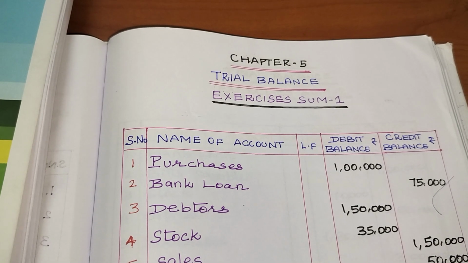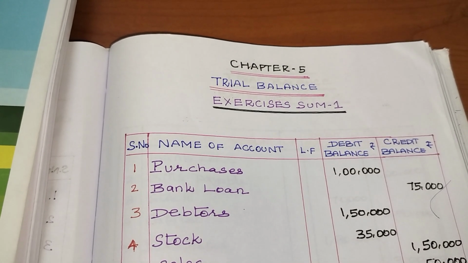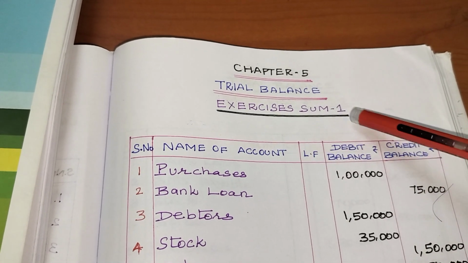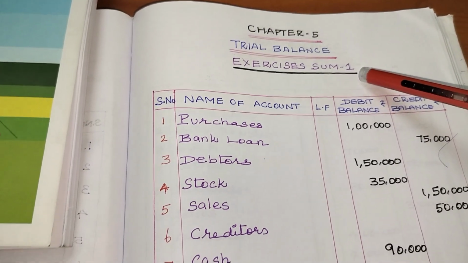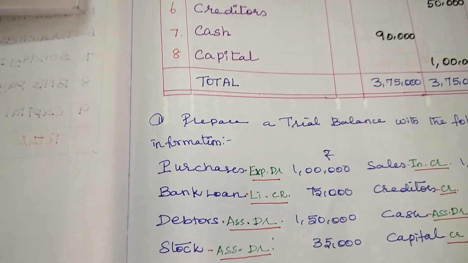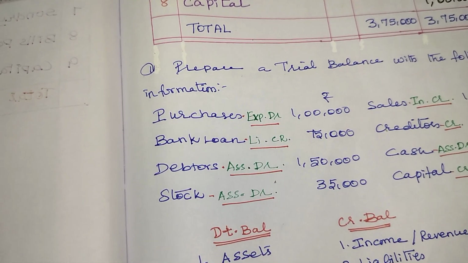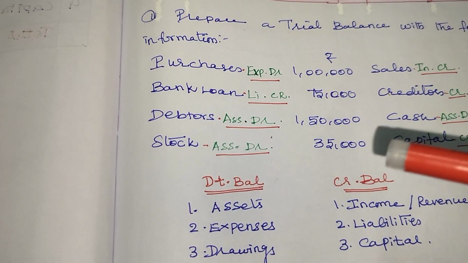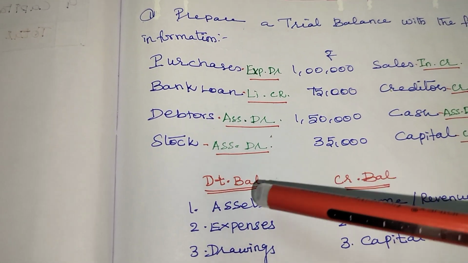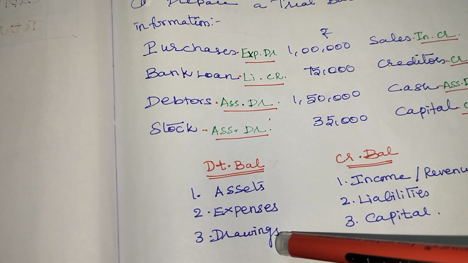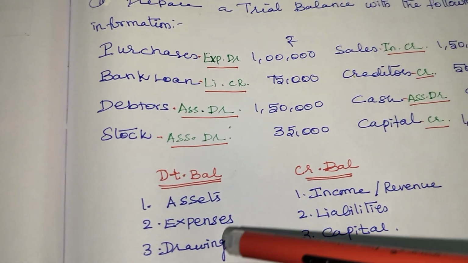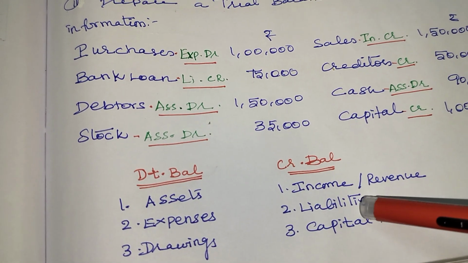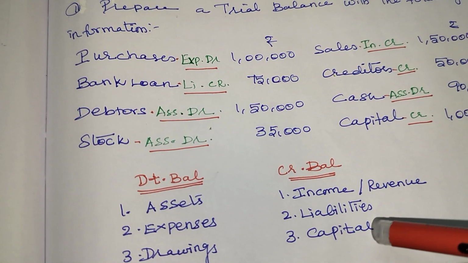In this video, we are going to learn about 11th Standard Accountancy, Chapter 5, Trial Balance Exercise Sum Number 1. Before we prepare the trial balance, we need to know which accounts are debit balance and which accounts are credit balance. Debit balance accounts are assets, expenses and drawings, and credit balances are income or revenue, liabilities and capital.